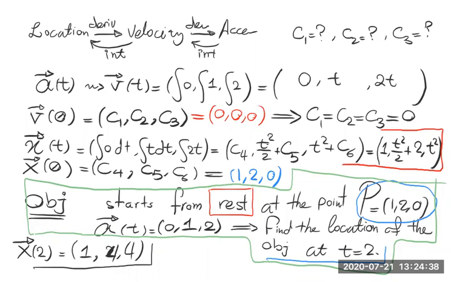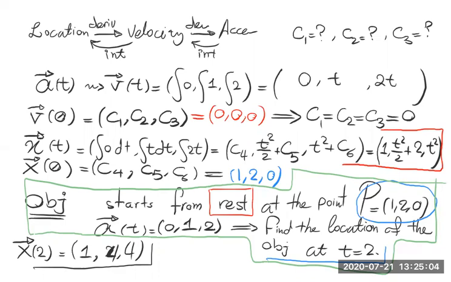The question tells us the initial point is 1, 2, 0. Therefore, c4 has to be 1, c5 has to be 2, c6 has to be 0. Therefore, x is actually 1, t squared over 2 plus 2, and t squared. That would be the location at the time t.